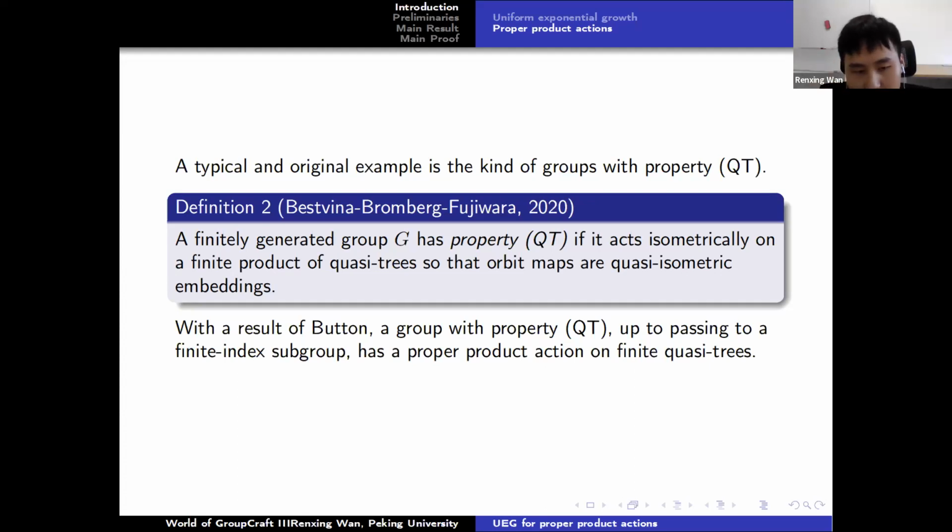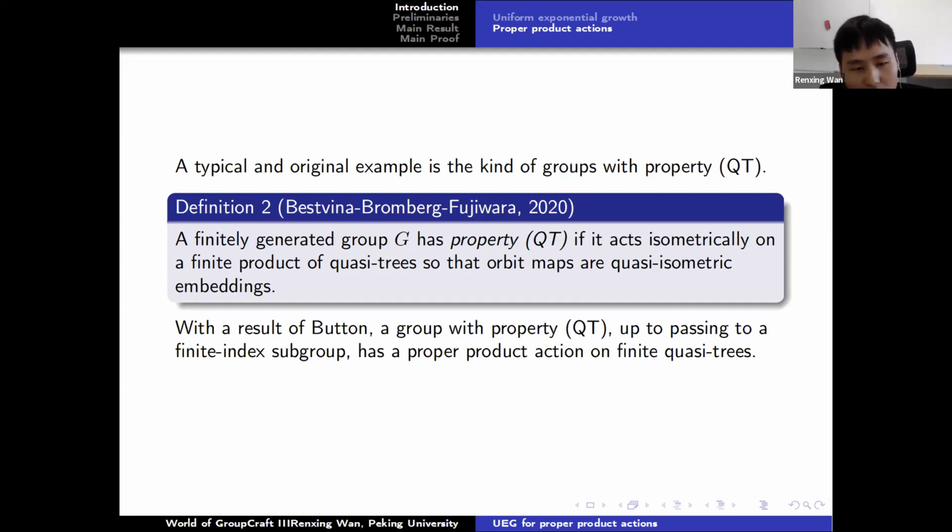With a recent result of Button, a group with property QT, up to passing to a finite index subgroup, has a proper product action on a product of finitely many quasi-trees. And the quasi-trees are, of course, Gromov hyperbolic spaces. Another thing to mention is that we always pass to a finite index subgroup. This is okay. Why?